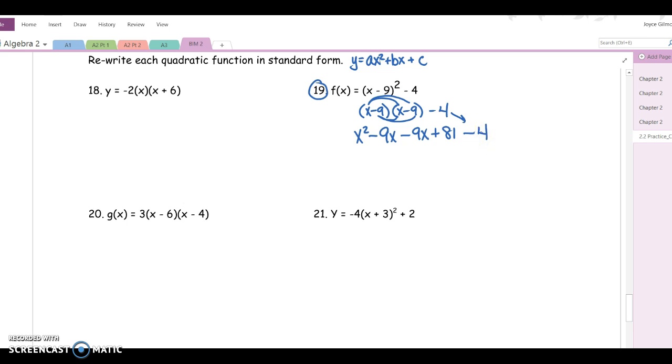What do you suppose you do with all these terms? Combine like terms. 81 and negative 4 is 77. And does that now look like standard form? Ta-da! Standard form. So that's what you're doing for 18, 20, and 21.